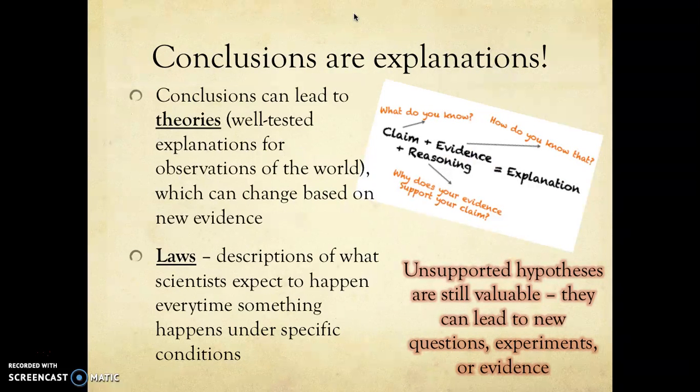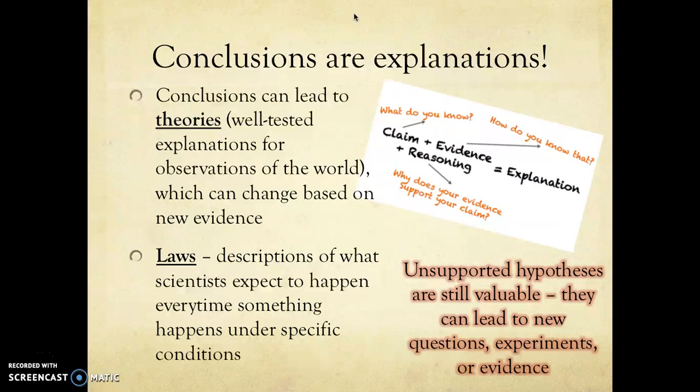Now, conclusions. When we analyze our data, we come to a conclusion about our hypothesis. Was it supported? Was it not? Now, conclusions can lead to theories. A theory is a well-tested explanation for observations of the world. Like I said earlier, we change our ideas based on new evidence. Many theories have changed over time because of new evidence being presented.